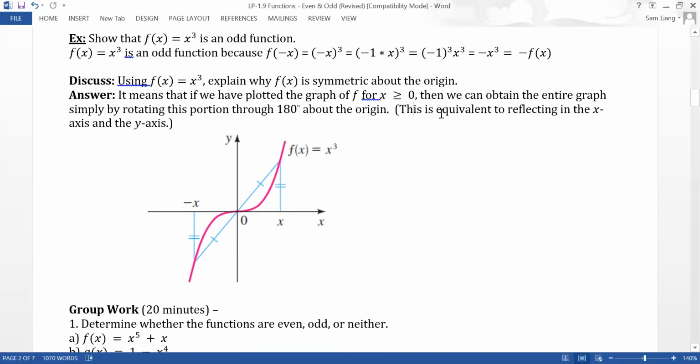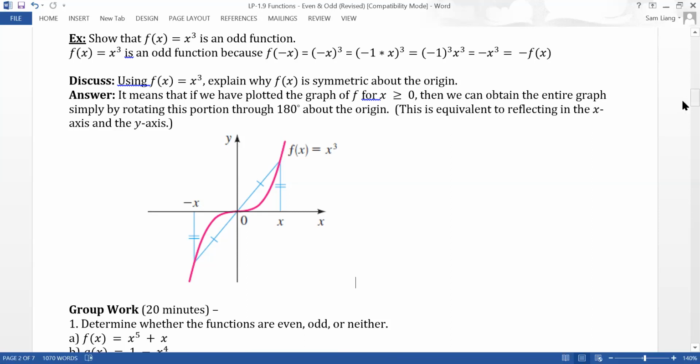Another way to see that is by reflecting. This is equivalent to reflecting in the x-axis and the y-axis. It doesn't matter the order, but I'll just follow this order right here. You reflect over the x-axis, that'll end up here, and then you reflect in the y-axis, that'll end up there. Just to show you, if you reflect it in the y-axis first, it would end up here, and then the x-axis, you would end up in the same place. So just keep this in mind when you're completing the question on the homework.